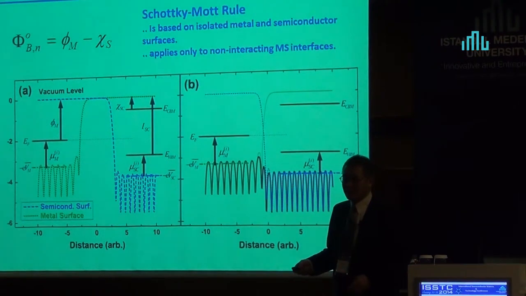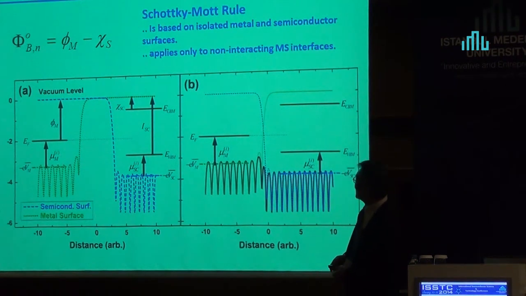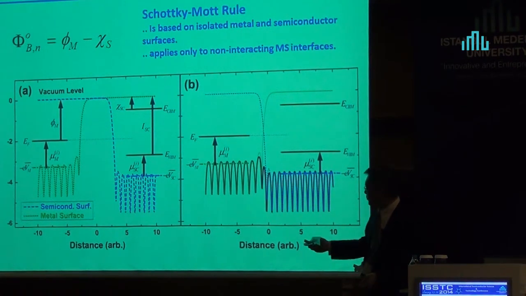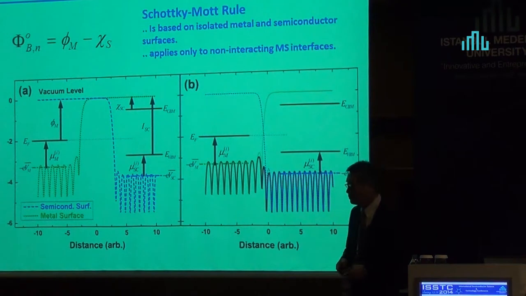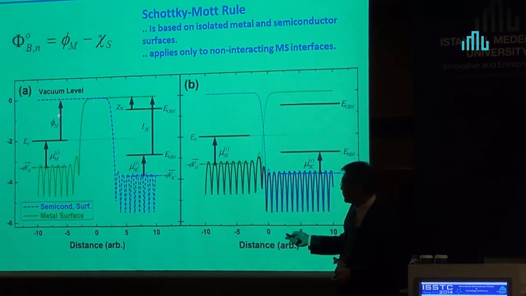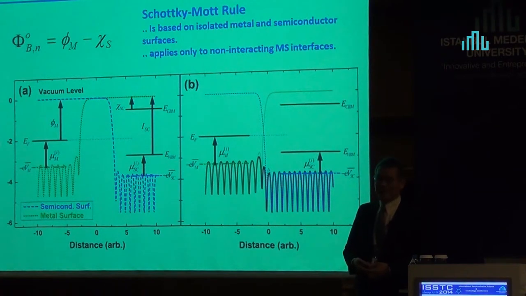Now the first order, or actually the zeroth order theory for Schottky barrier formation is the Schottky-Mott theory, which is based on isolated metal and semiconductor surfaces. Suppose we have an isolated metal and an isolated semiconductor facing vacuum. All bands of the metal and the semiconductor can be referenced to the vacuum level outside. For instance, the difference between the Fermi level of the metal and the vacuum level is known as the work function. And on the semiconductor side, the difference between the valence band maximum and the vacuum level is known as the ionization potential.